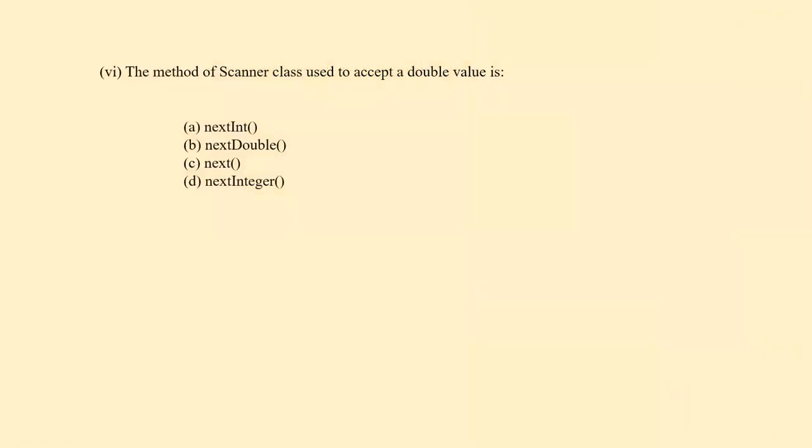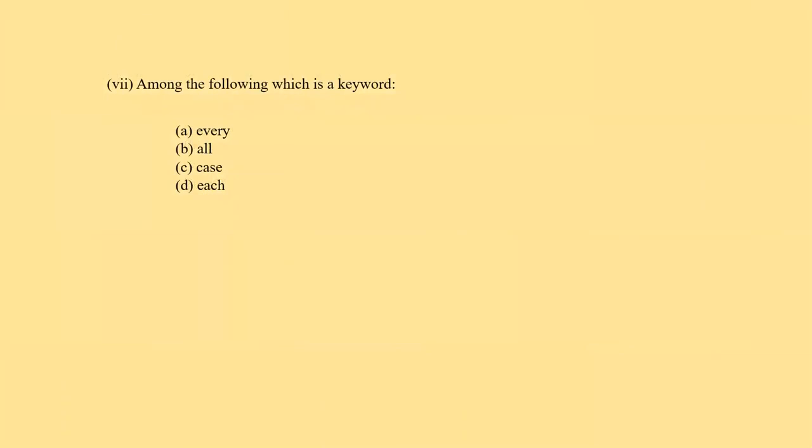Next question. The method of Scanner class used to accept a double value is: nextInt, nextDouble, nextInteger. The answer is nextDouble. Next question. Among the following, which is a keyword? Every, all, case, each. The answer is case. It is a keyword which is used within the switch construct or switch block.